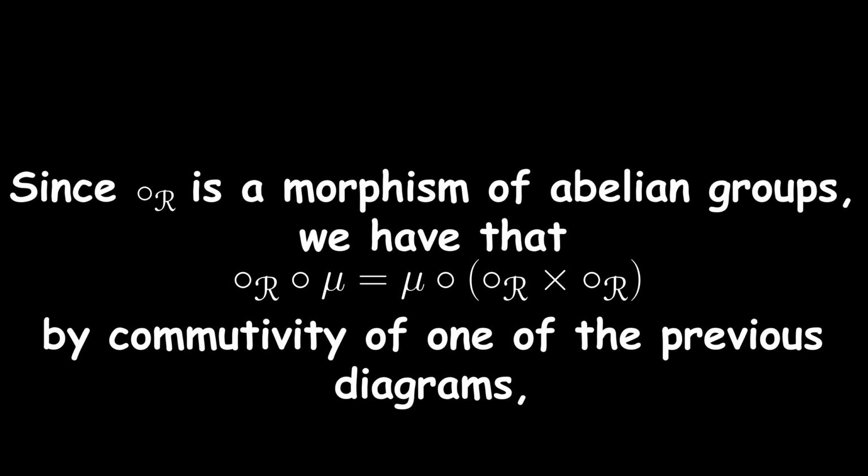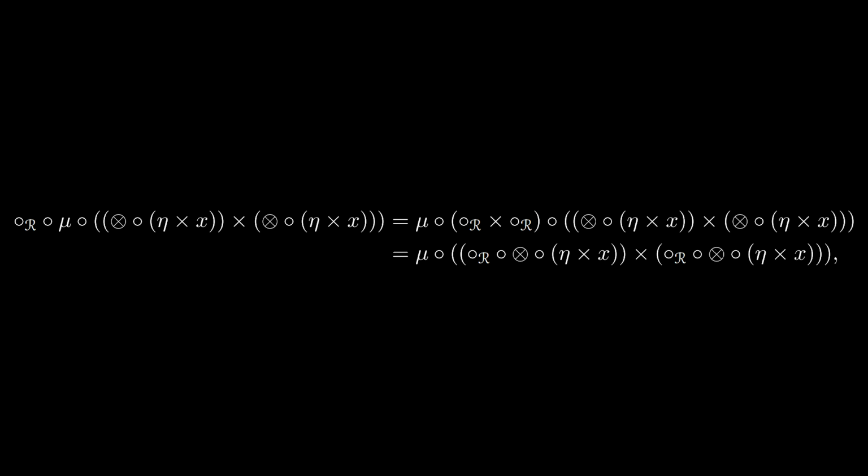Since comp R is a morphism of abelian groups, we have that comp R comp mu equals mu comp R cross comp R by commutativity of one of the previous diagrams, and thus we have comp R comp mu comp tensor comp eta cross x cross tensor comp eta cross x equals mu comp r cross comp r comp tensor comp eta cross x cross tensor comp eta cross x equals mu comp r comp tensor comp eta cross x cross comp r comp tensor comp eta cross x, where the last step follows by functoriality of product.